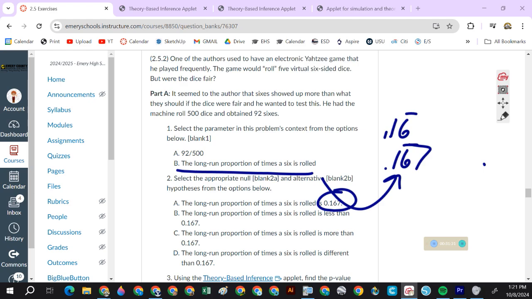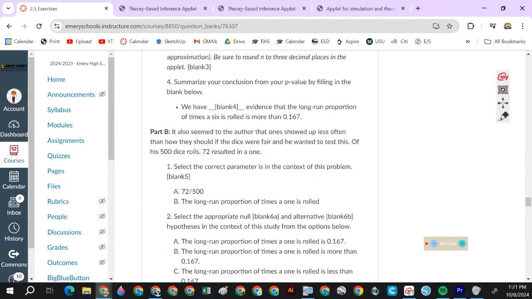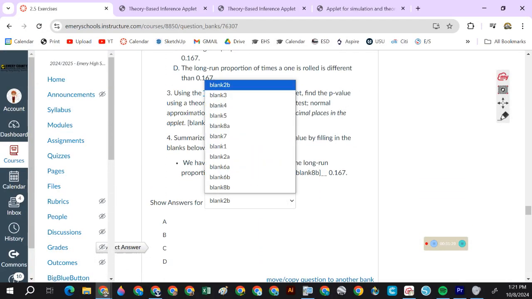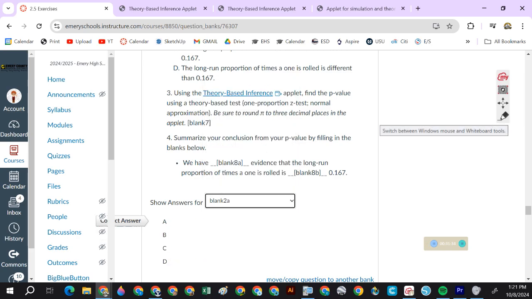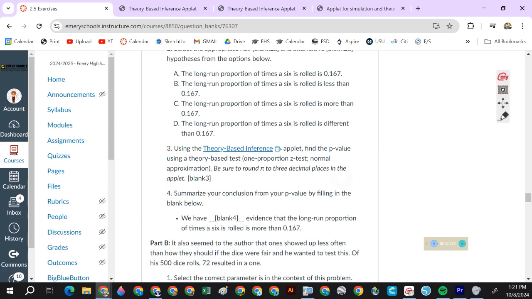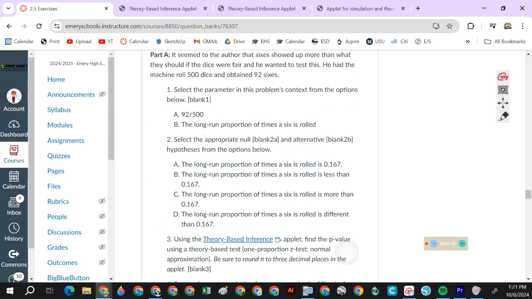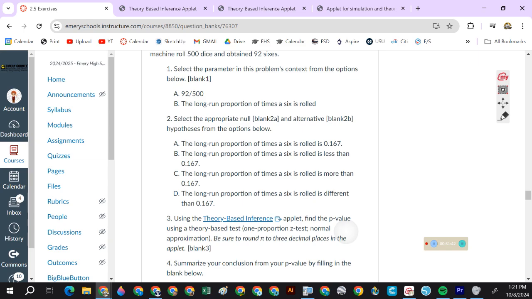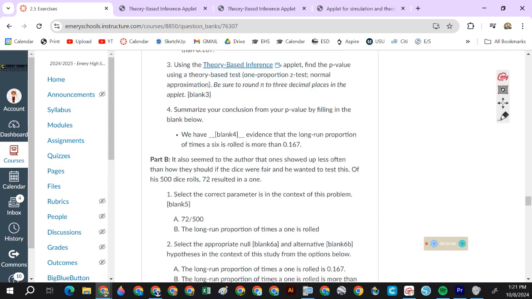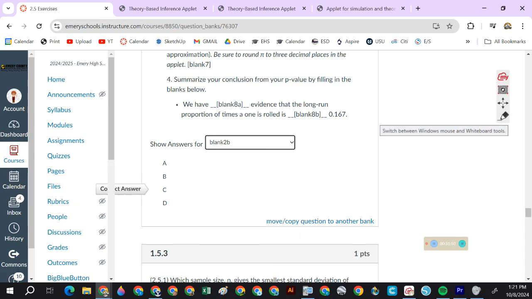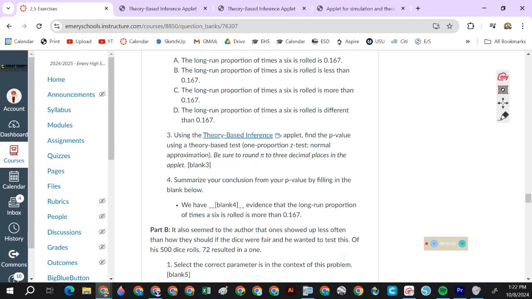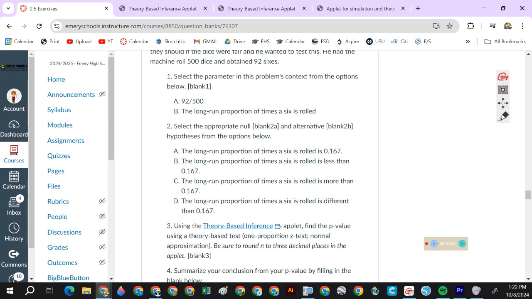Okay, so is that what they ended up picking? Because technically you shouldn't look at that, but you know how we are. 2A. I don't remember which question it was. 2A, okay, and then 2B. Yep, okay. So yes, this is the alternative.